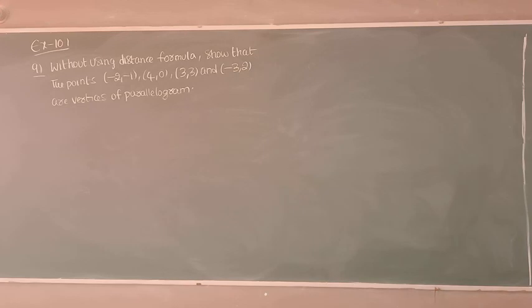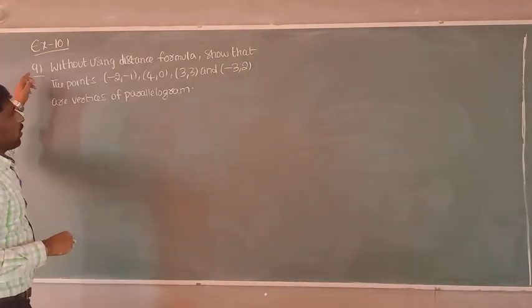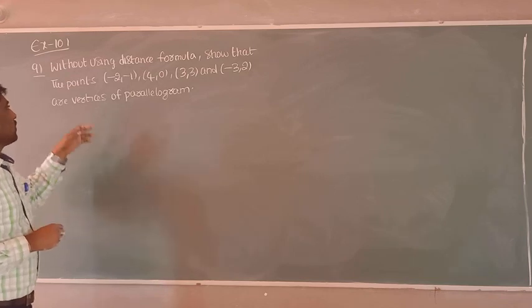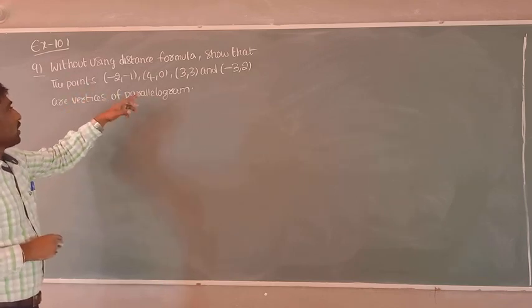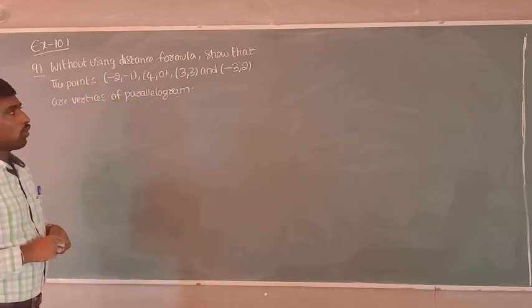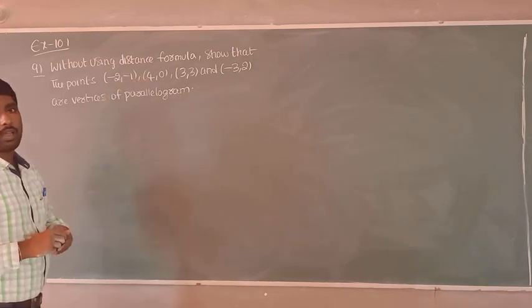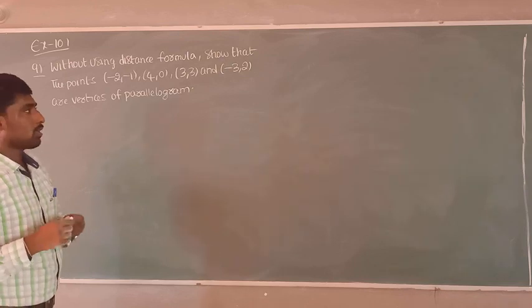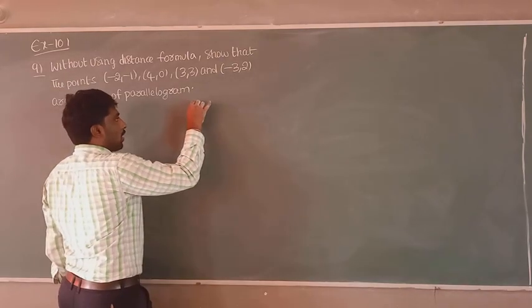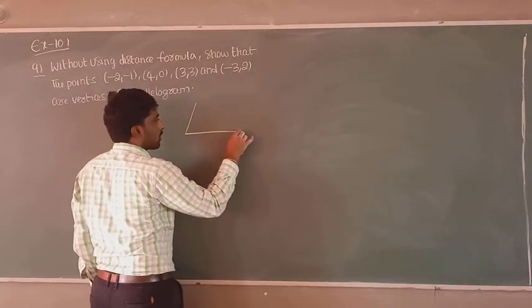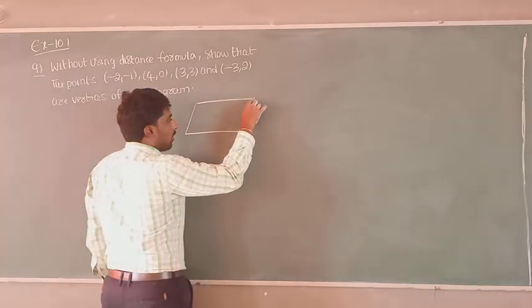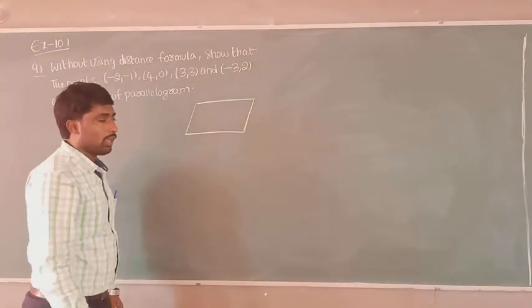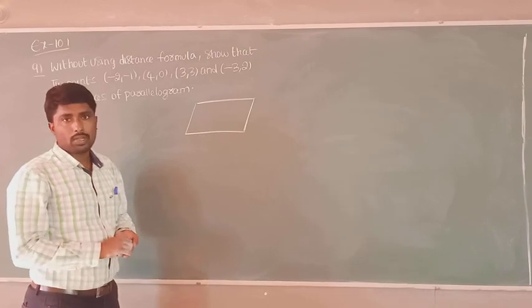So guys, the next problem is the ninth problem: without using the distance formula, prove that these 4 points are vertices of a parallelogram. I will give a brief introduction about a parallelogram. So the parallelogram looks like this, guys. This is one type of quadrilateral.